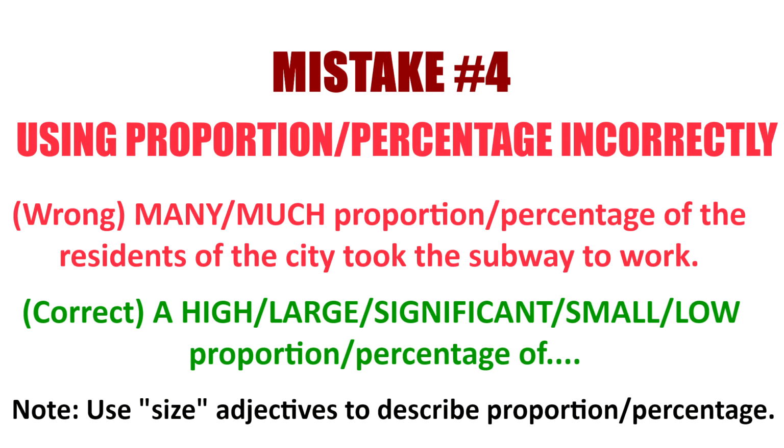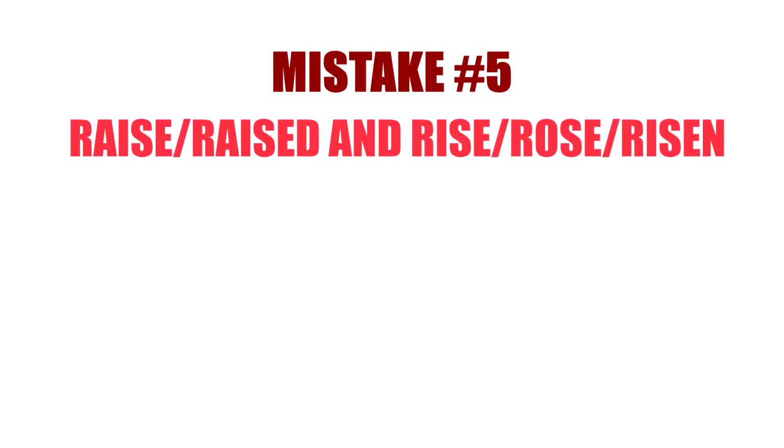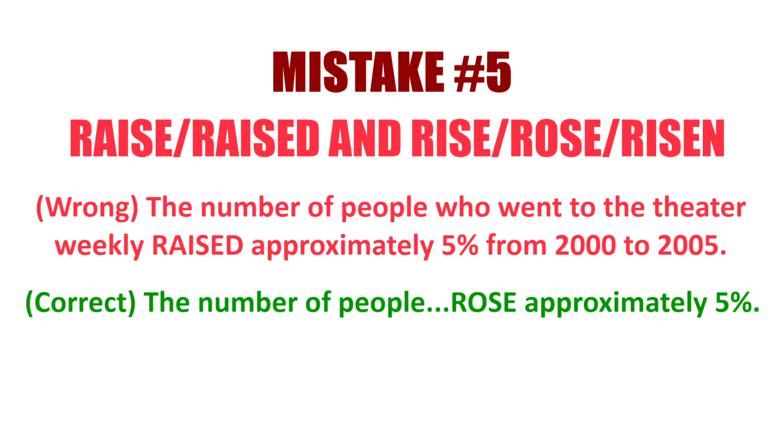Okay, let's look at another mistake that is quite common. Here, let's look at mistake number 5. Mistake number 5 is when people use raise and rose incorrectly. Now, if we look at this, let's look at the sentence that is wrong. The average number of people who went to the theater weekly raised approximately 5% from 2000 to 2005. Let's look at what is correct. The average number of people who went to the theater weekly rose approximately 5%.